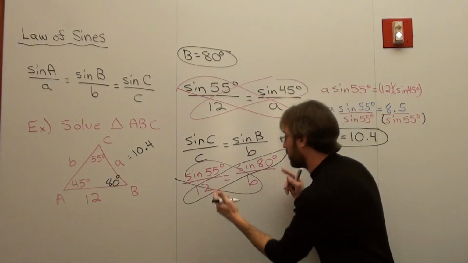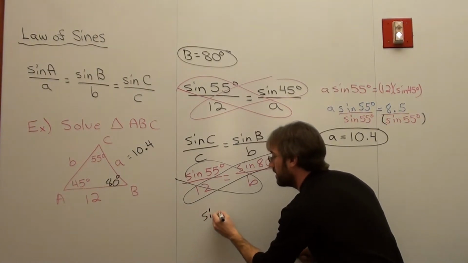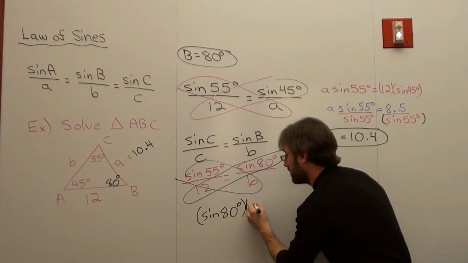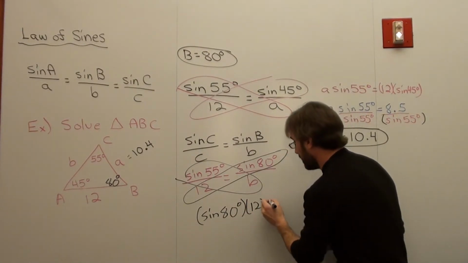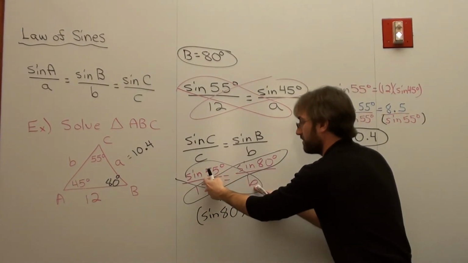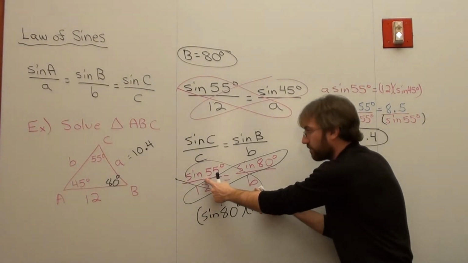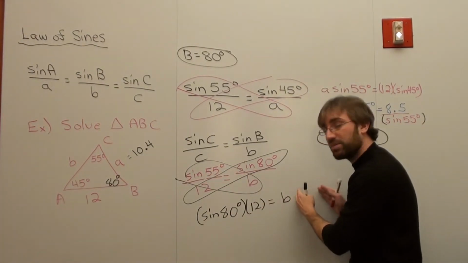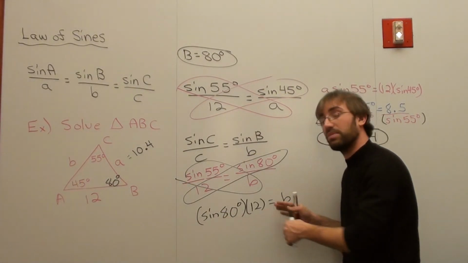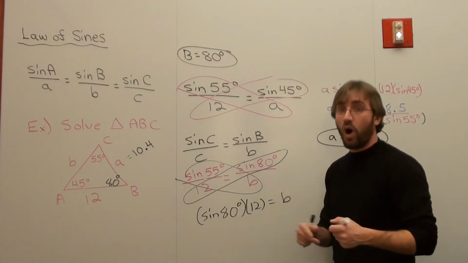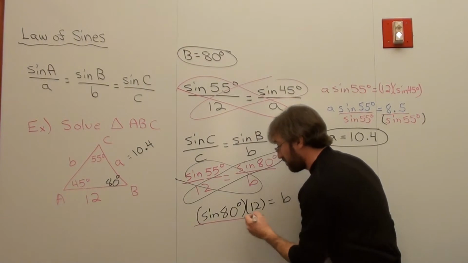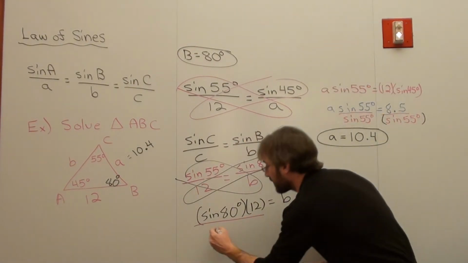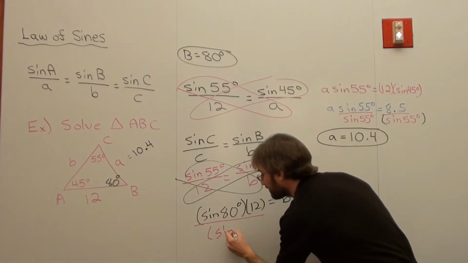So what happens is when I cross multiply this, it's sine of 80 degrees times 12 equals B times sine of 55 degrees. Okay? See, the sine of 55 degrees is right here, but I'm going to divide sine of 55 degrees on both sides to get B by itself. Hopefully that was pretty self-explanatory. If it wasn't, go ahead and rewind that and check it. So sine of 55 degrees.